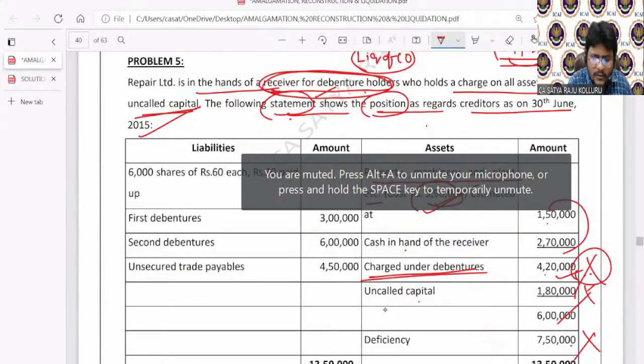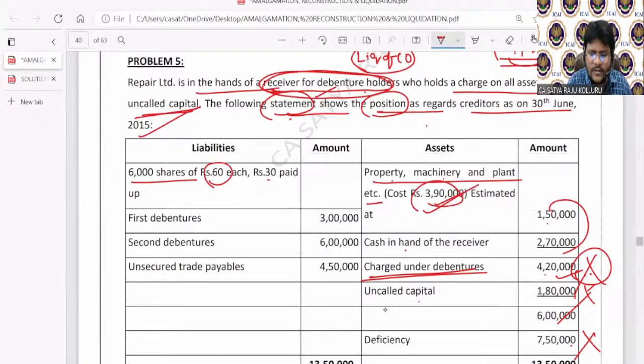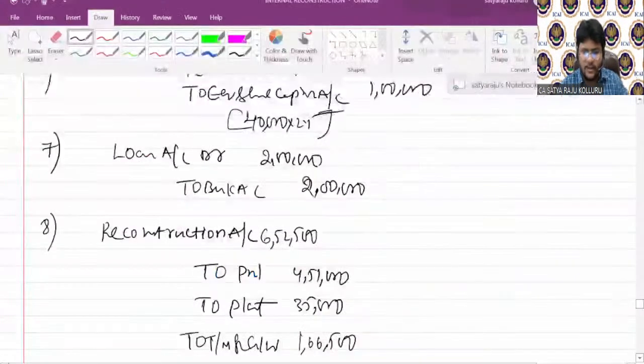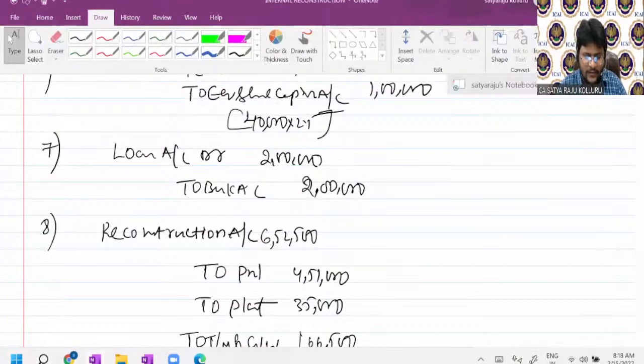Now coming here, 6,000 shares, 60 rupees each, 30 is paid up. That means the paid up capital is 6,000 into 30, 1,80,000, which is relevant for me to know the paid up capital. First debentures 3 lakhs, second debentures 3 lakh. Unsecured trade payables, all form part of the balance sheet. Now, from the given information, let me build the balance sheet first. Then after that, I will check the requirement, guys.